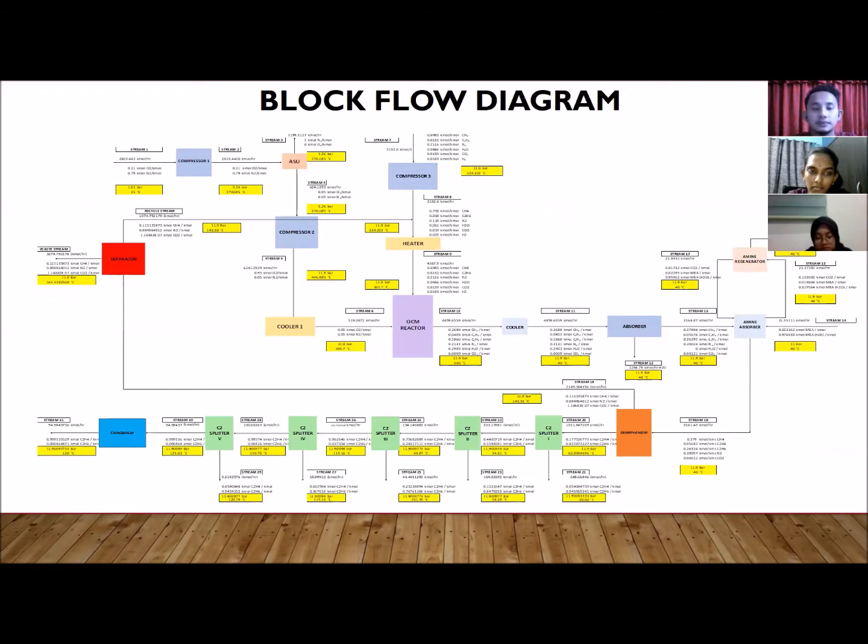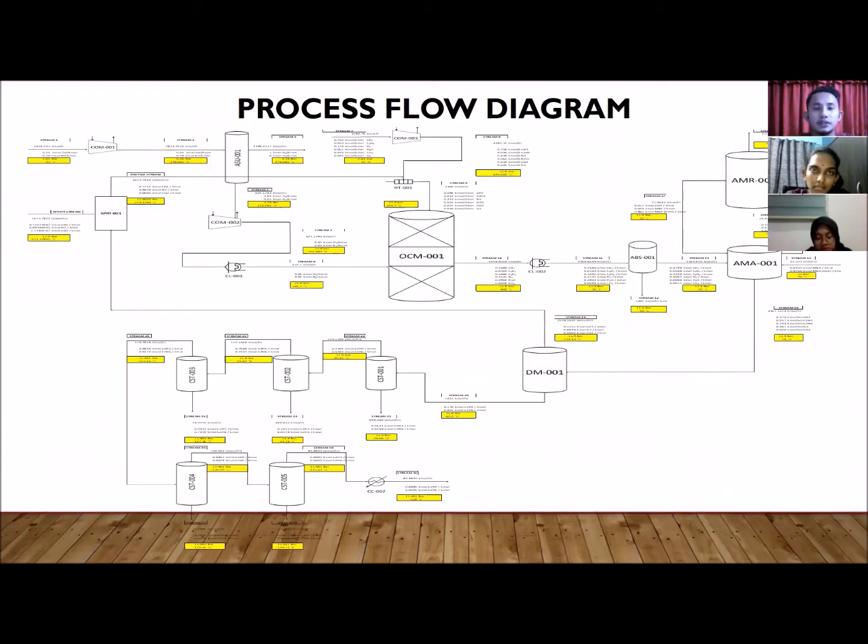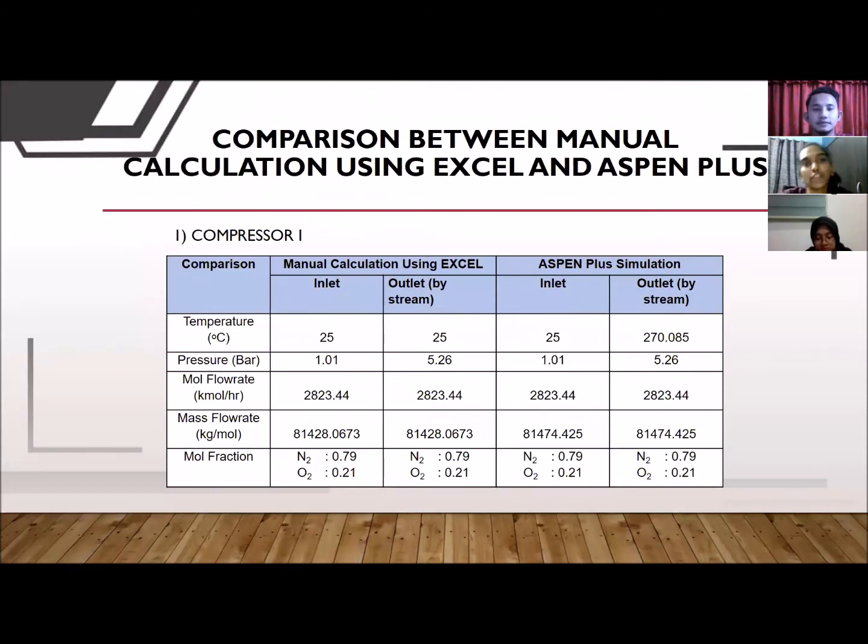Next is the process flow diagram, which is the same as the block flow diagram before. Now let us move on to the process description and the comparison between the manual calculation using Excel and Aspen. The first unit is the compressor. We compare the calculation between Excel and Aspen Plus simulation.